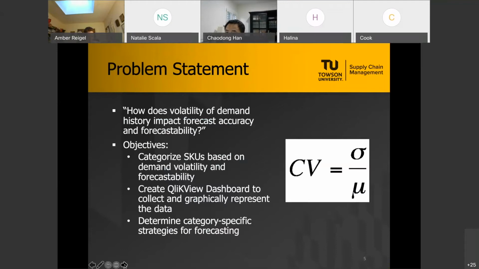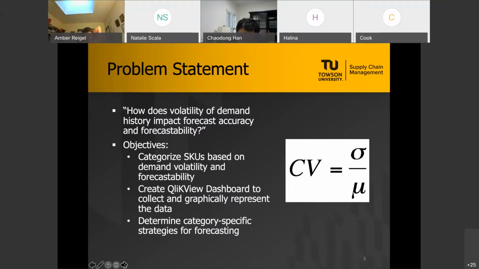All right, so my problem statement was, how does volatility of demand history impact forecast accuracy and forecastability? So again, as a demand planner, I receive at the end of every month a historical snapshot of what the demand was for the prior month, and use that to then recalculate my future models for the rest of the forecast for each SKU. And I wanted to know, how does the volatility and the variation in that demand history impact my ability to generate an accurate forecast going forward?